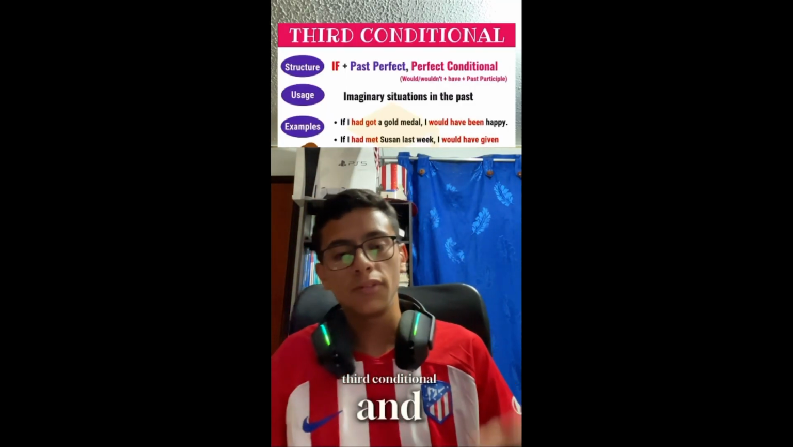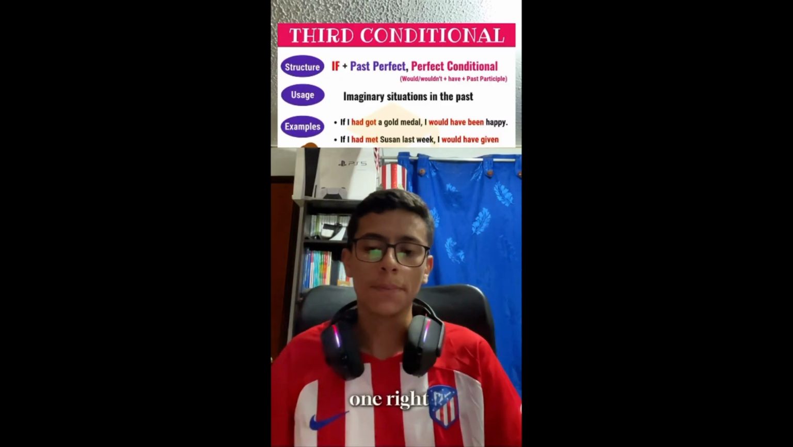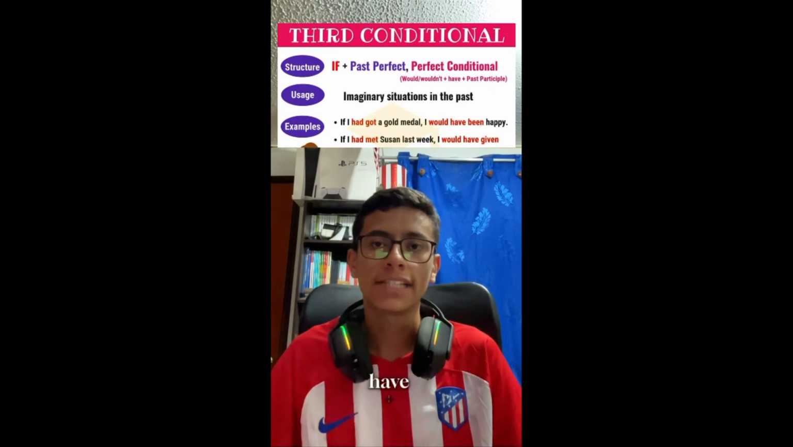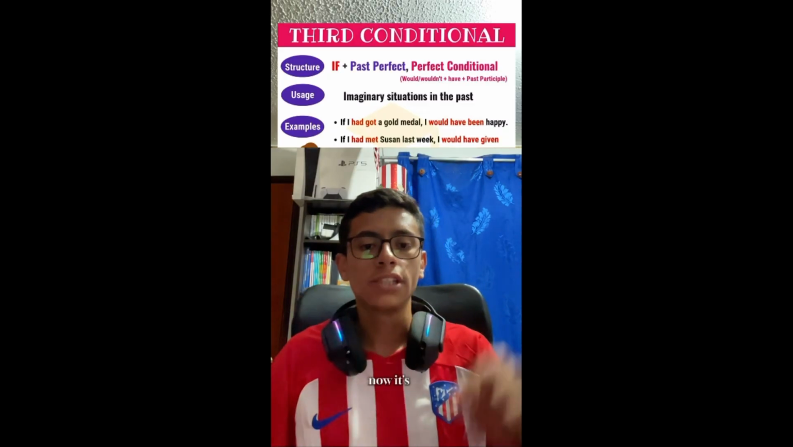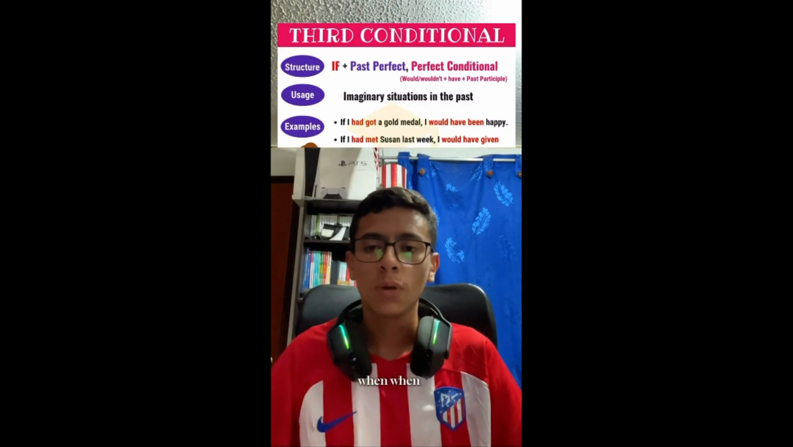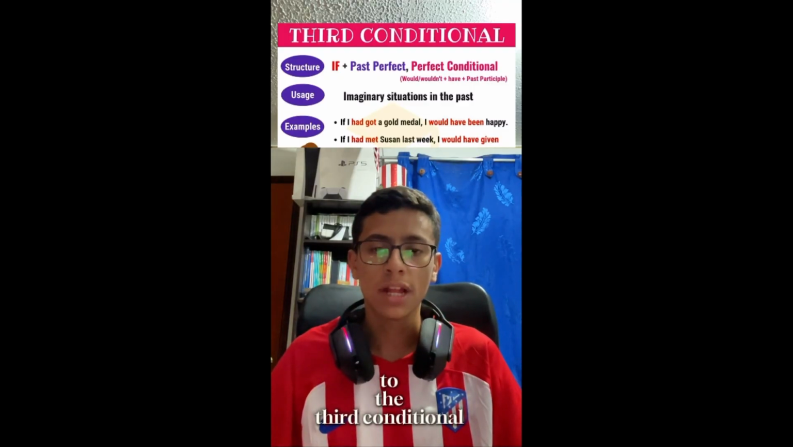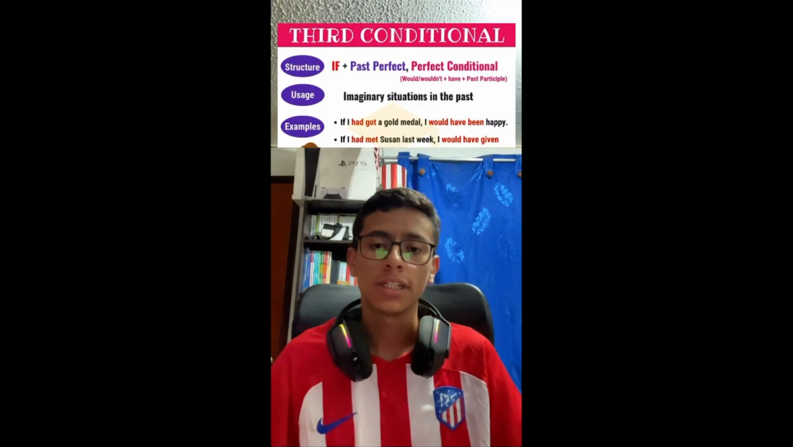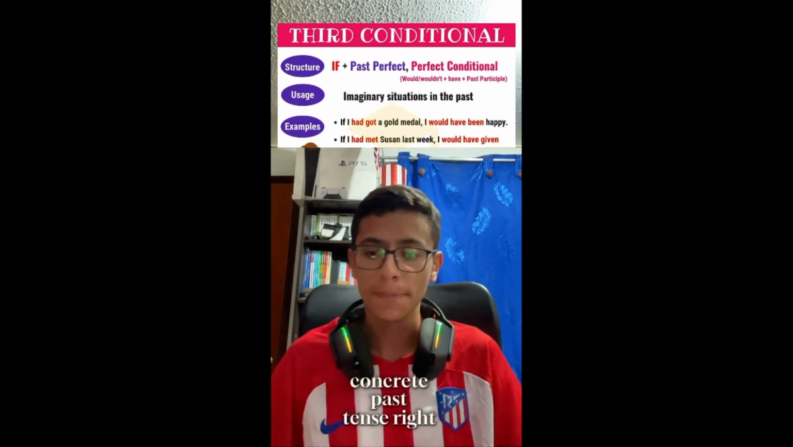Now we have the third conditional, which I'm also going to explain right here. The first thing is the structure, the purple one, right? It shows if plus past perfect plus the conditional, so the conditional is would or wouldn't plus have plus past participle. Now its usage: when we are referring to the third conditional, we're talking about imaginary situations that had happened in the past, right? Just before another one or just in a concrete past tense.